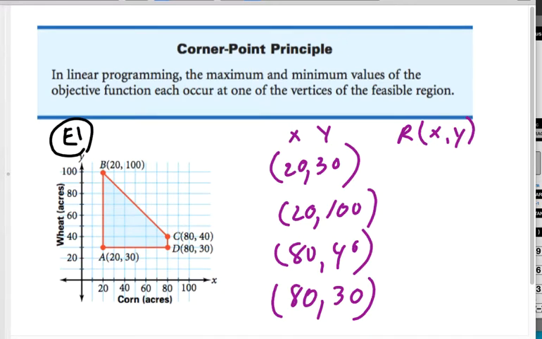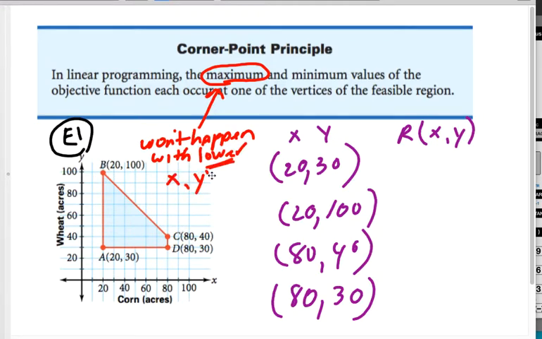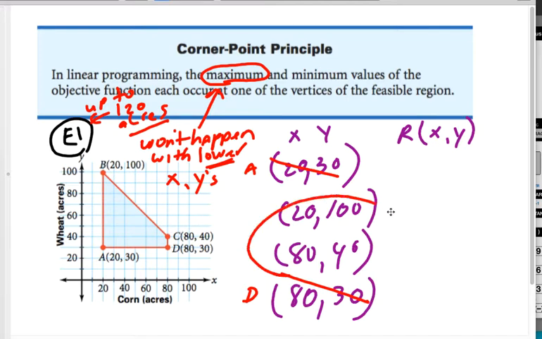Now, I do want to point out that there are some logical issues here. This maximum can't possibly happen if you're not using everything you have. So the maximum won't happen with the lower x's and y's. Here's what I mean by that. If you recall example 1, he was able to plant up to 120 acres. There's no way he makes as much money as he can if he's not planting the full 120, which means that neither the A corner nor the D corner makes any sense. It's going to be one of these two that's the maximum.